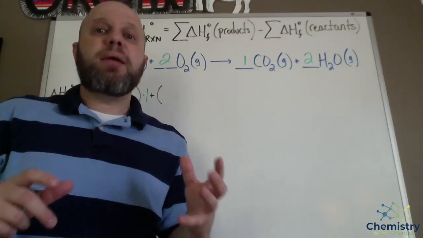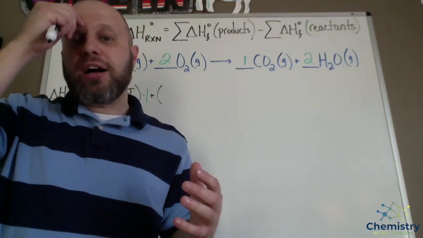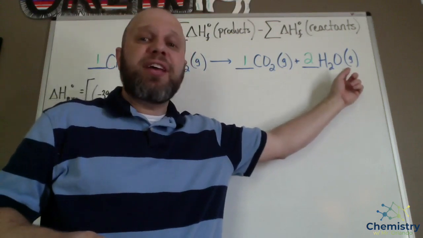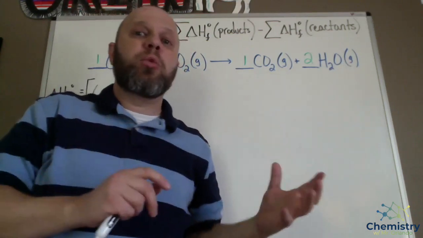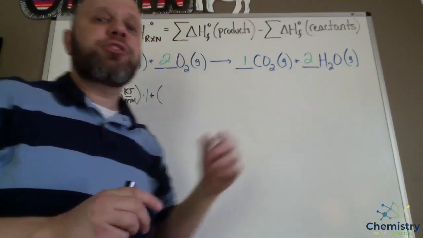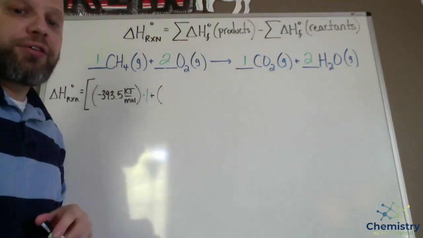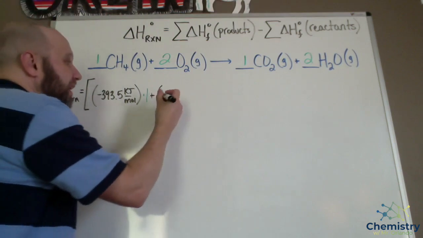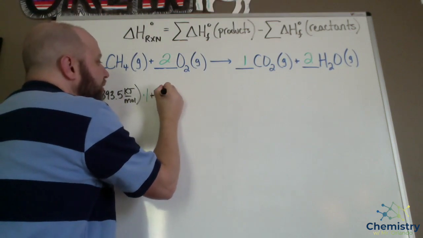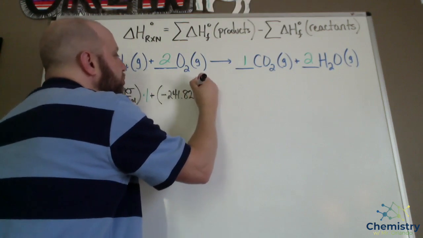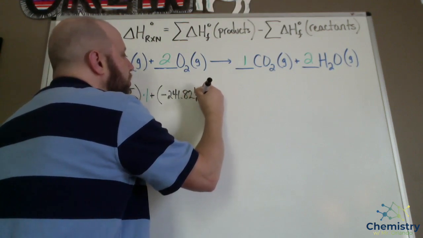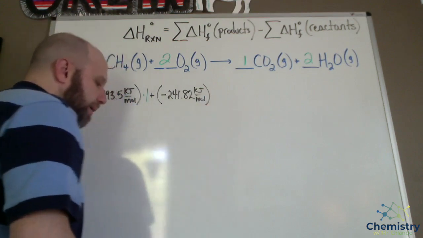So when you're looking up water, you're going to look under oxygen, and I also want you to pay attention because there are 2 values for water. There's water as a liquid and water as a gas. Since we're doing a combustion reaction, we're going to look at the value for water as a gas, and that value turns out to be negative 241.82 kilojoules per mole. So I'm going to close that bracket.